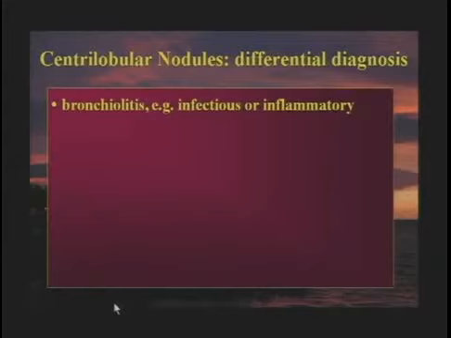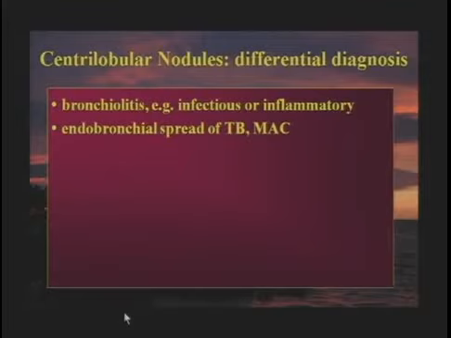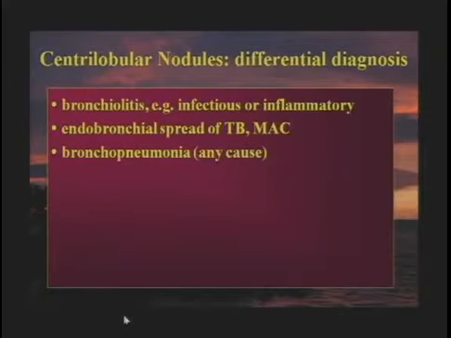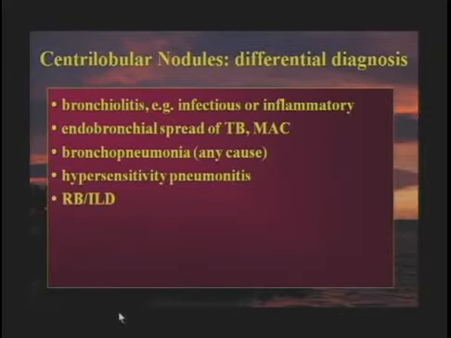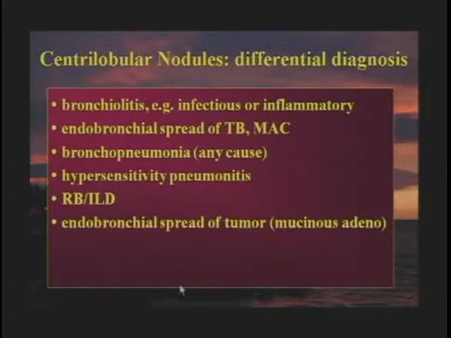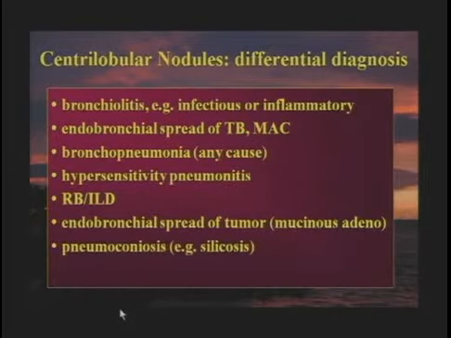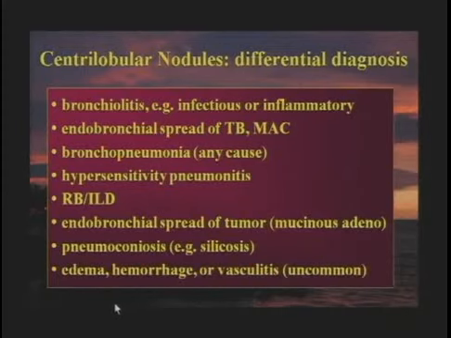Any form of bronchiolitis, infectious or inflammatory, endobronchial spread of tuberculosis or mycobacteria, bronchopneumonia, any cause, hypersensitivity pneumonitis, respiratory bronchiolitis, interstitial lung disease, endobronchial spread of tumor, again, mucinous adenocarcinoma instead of BAC. Pneumoconioses can do it, silicosis in an early stage. And then vascular disease is much less likely, but pulmonary edema, pulmonary hemorrhage, or some vasculitis.